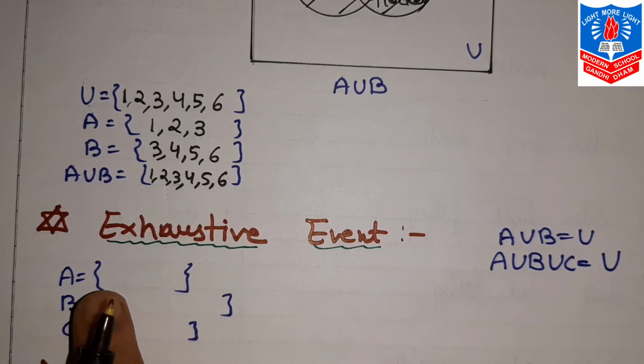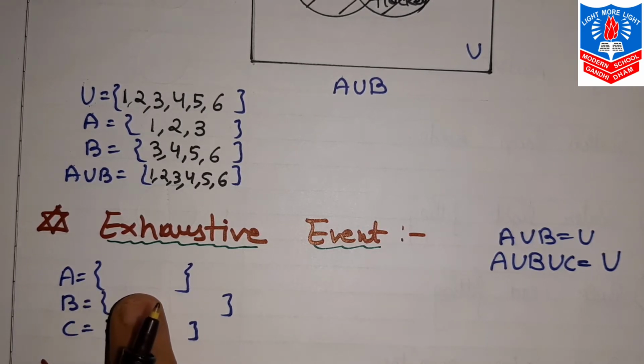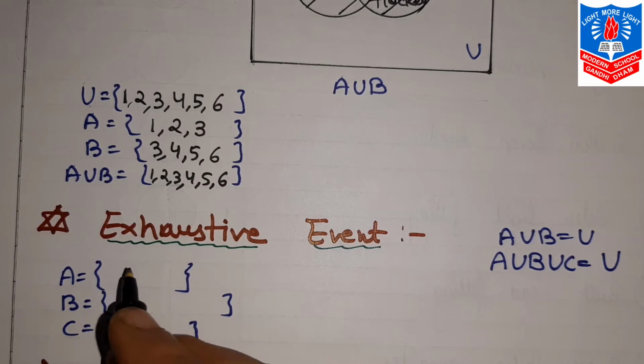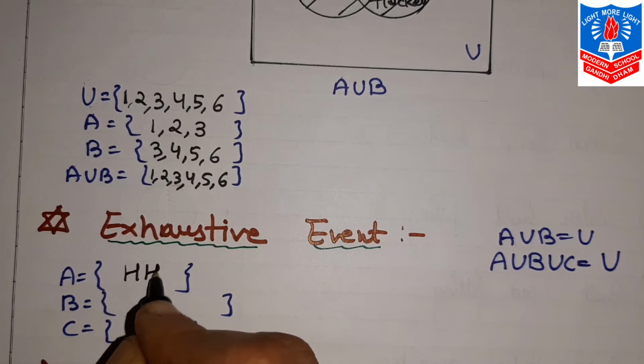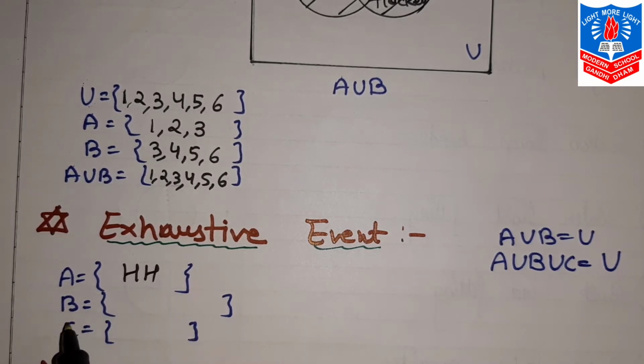Now see, if I take the example, two coins are tossed together. In that case, what will A be? When two coins are tossed together, A is getting two heads, so it will be HH. B is one head and one tail. In that case, the first coin head and the second coin tail comes, or the first coin tail and the second coin head comes.